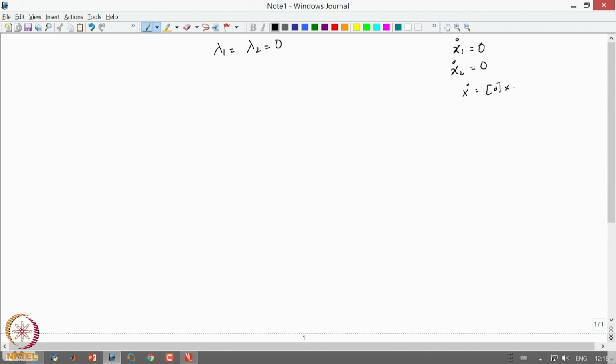That could happen in cases when I have systems of the form z1 dot is z2 and z2 dot is 0. So in this case the A matrix is of the form 0 1 0 0, and if you compute the eigenvalues they will turn out to be 0, 0. So the A matrix is not completely 0 here, it has a non-zero entry, but still both of the eigenvalues are 0. You can check this as a simple exercise.